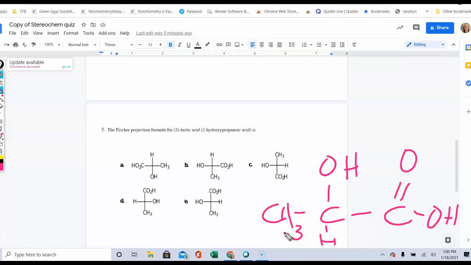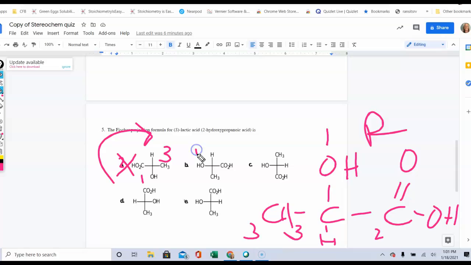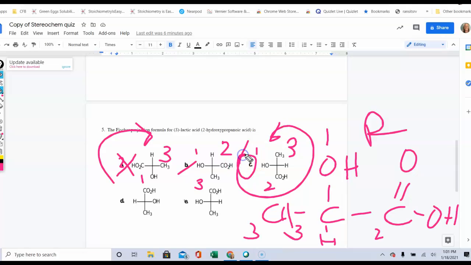So the one I drew right here, let me just look here. This is my number 1, this is going to be my number 2, and this is going to be my number 3. So this is actually my R format. So I can cross off anything that looks like that. Let me go ahead and go through here. So here I have my 1, my 2, and my 3. That is clockwise, so that's not good. And then I have my 1, my 2, and my 3, still clockwise. And then I have my 1, my 2, and my 3. There's my S. There's my counterclockwise. C is going to be my correct answer.